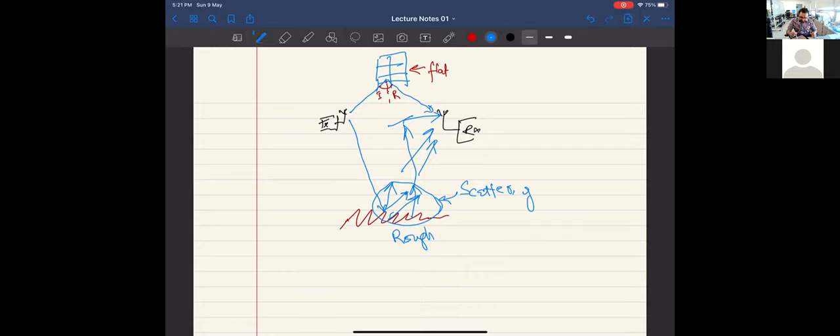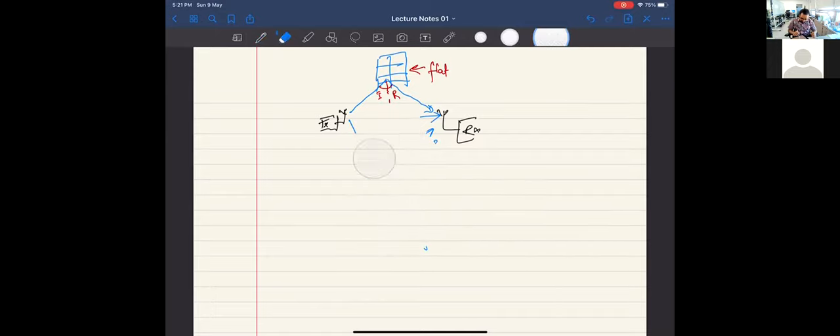Then we have diffraction. So let me erase this one. What is diffraction? If you have a building, for example, like that, and your signal is transmitted here and just hits the edge of the building, then the angle will change a little bit and deviate from its destination. So this is called diffraction. Diffraction actually changes the angle of the incoming signal. If the signal was intended to go directly here, it will diffract to some other place.